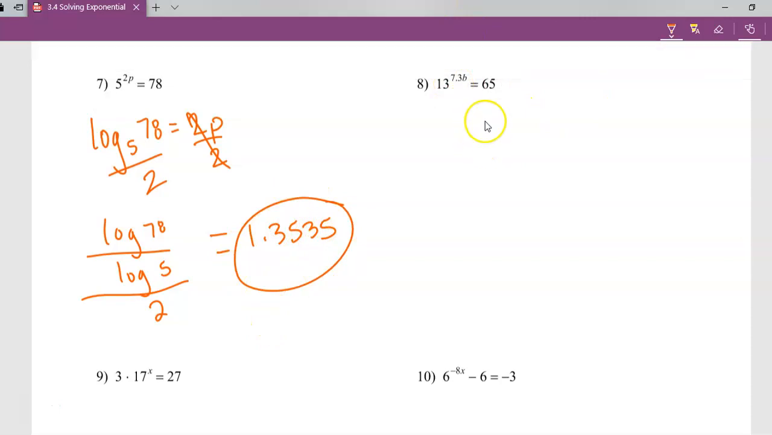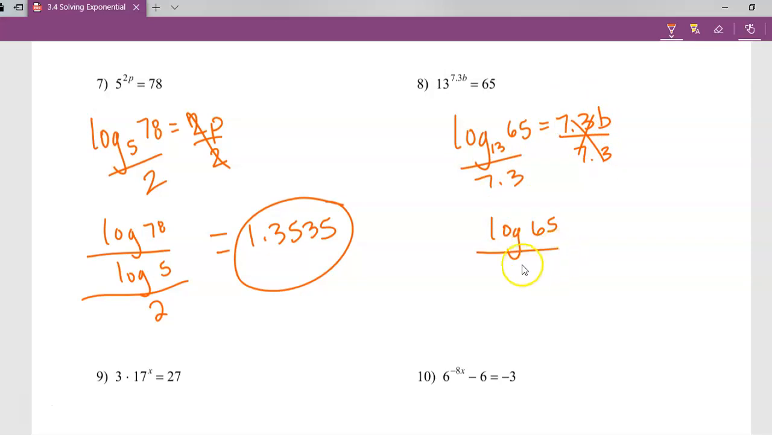Okay, so number 8 will be very similar to that. I'm going to change forms. Log base 13 of 65 equals 7.3b. And then to get b alone, I'm going to have to divide both sides by 7.3. So in my calculator goes log 65 divided by log 13 divided by 7.3. Okay, so log 65 divided by log 13.